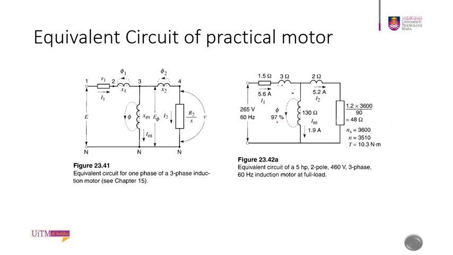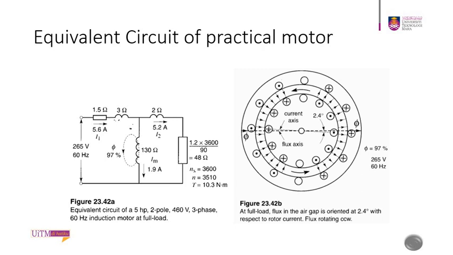You have your MMF and your flux at 97%, the synchronous speed at 3600 RPM, and this will be the rotor speed, and the torque. So you have all the information on the induction motor. And here's another example.